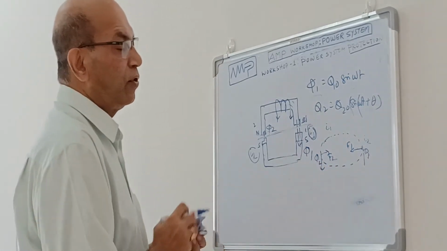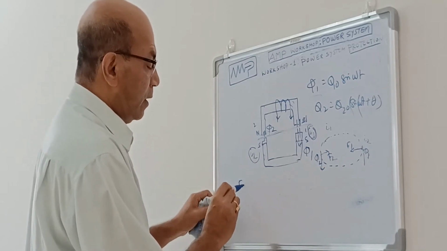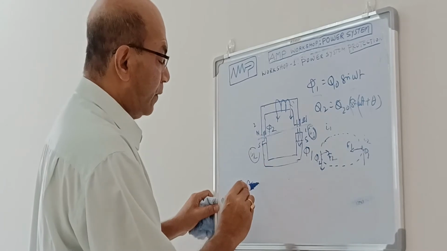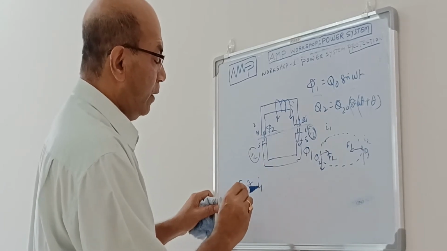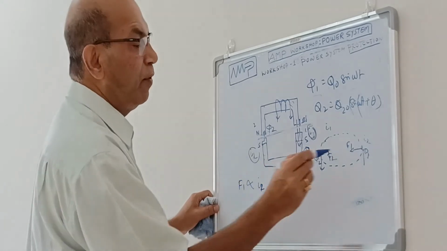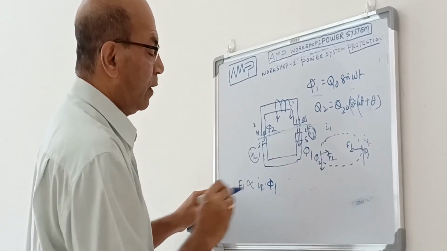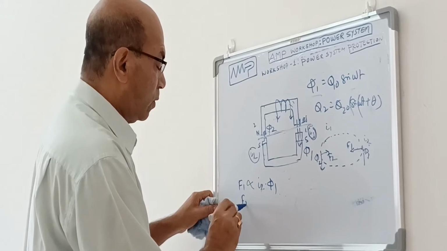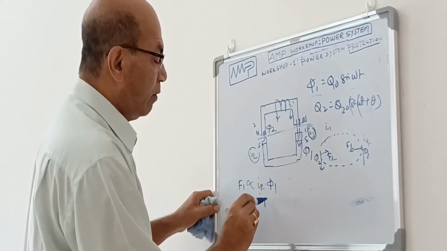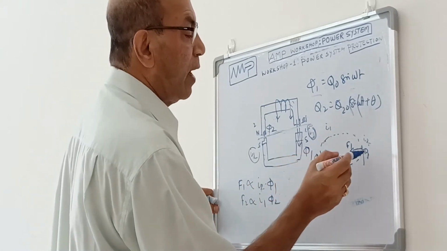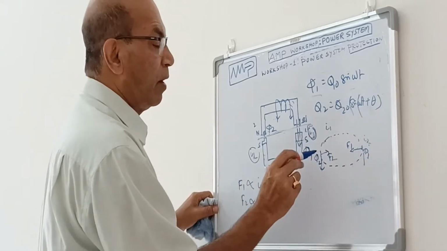Now we know the force magnitude F1 is proportional to the current I2 into flux phi1, and F2 force will be proportional to the current I1 into flux phi2. This is a cross reference. When this F2 force reacts with the I1 current, then the force will develop over here.